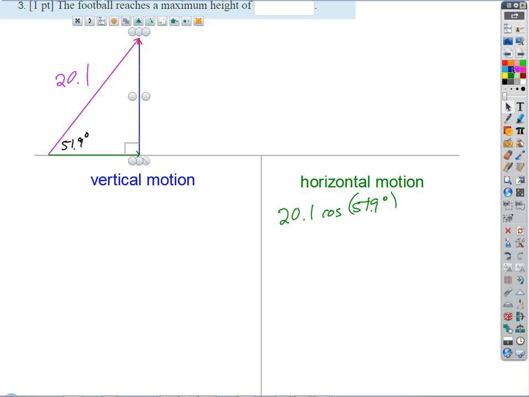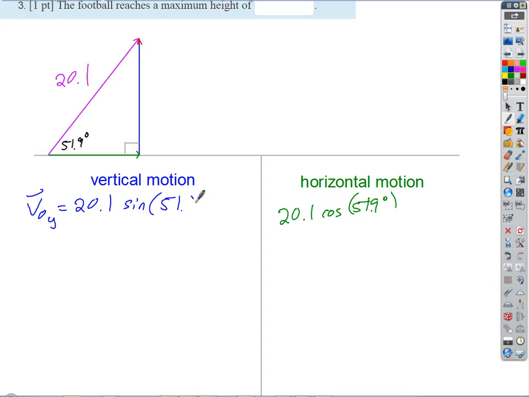For vertical motion, this one's going to be the sine, right? So V naught sub Y equals 20.1 sine 51.9 degrees. And this one over here, I guess I should have written this. This is really just V sub X, right? Because it's not going to change. Horizontally, we know the horizontal component for projectile motion is constant.